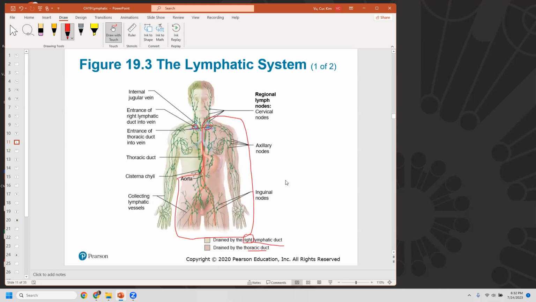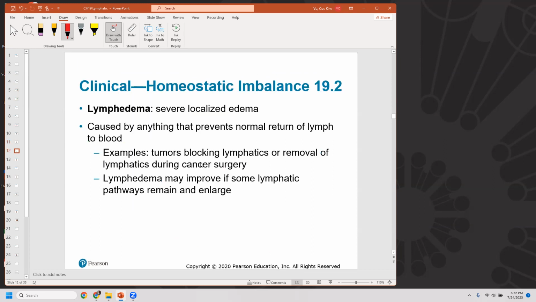So what happens if somewhere along the way the vessel becomes obstructed? If it becomes obstructed, what can end up is a condition called lymphedema. So that's localized swelling. An example of what can lead to this condition is if the nodes or the vessel is being blocked, oftentimes usually by a tumor. And if you remove that blockage, then it will improve the pathway, and the flow will come back.